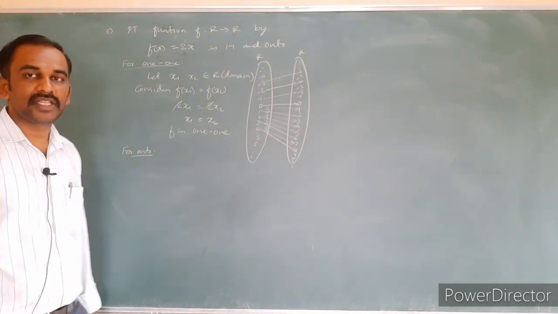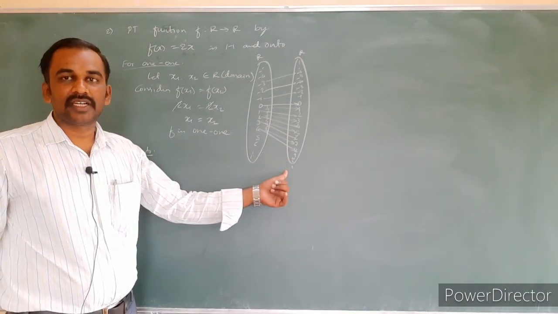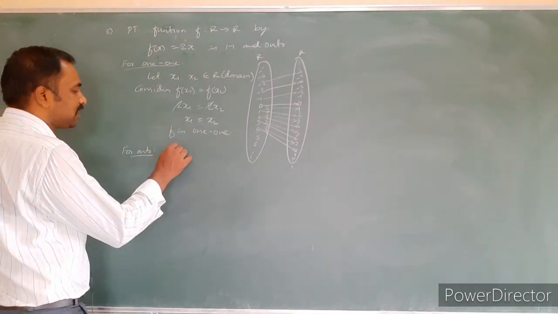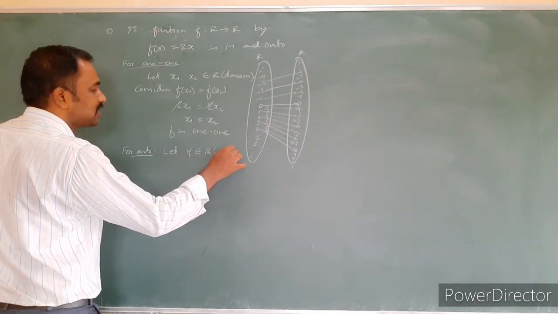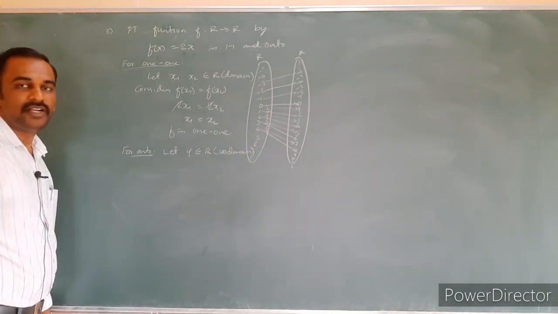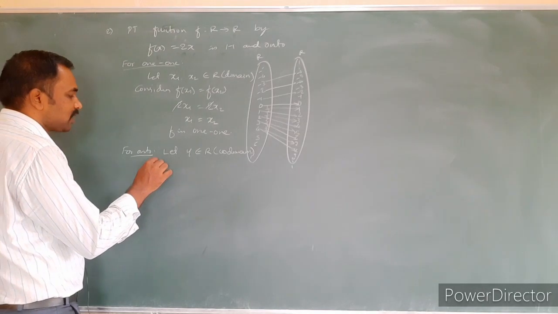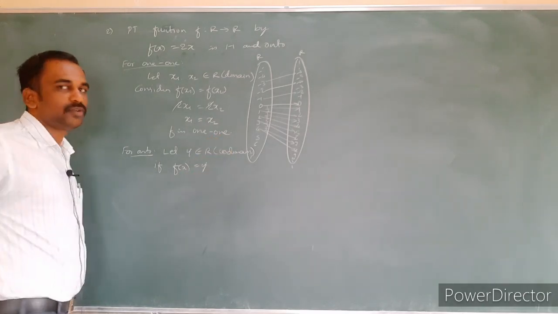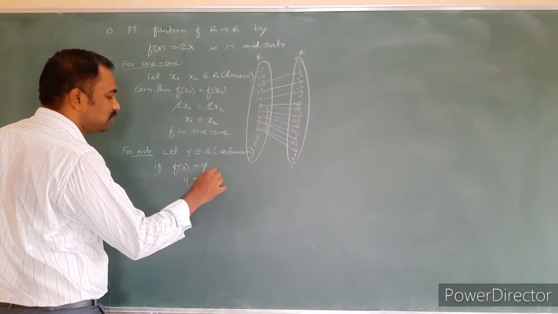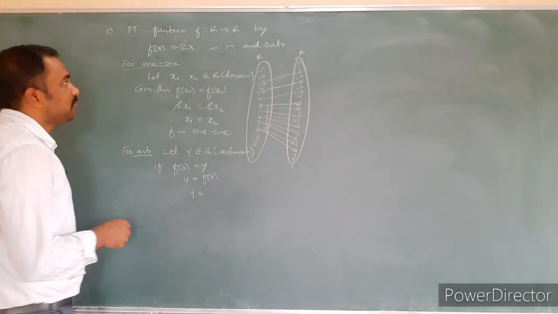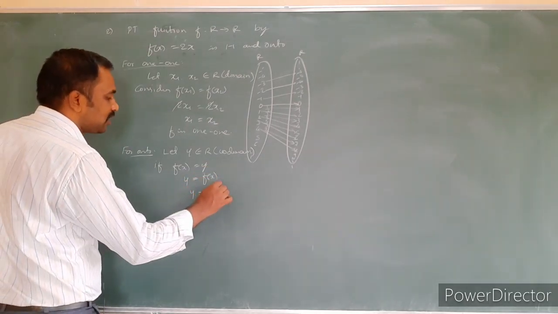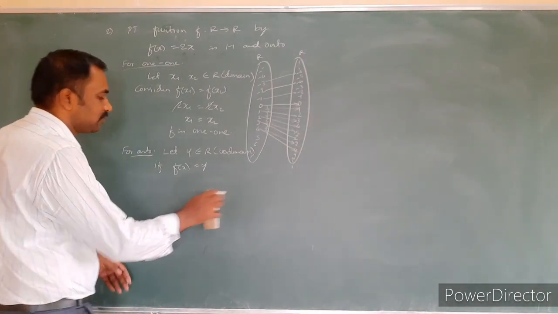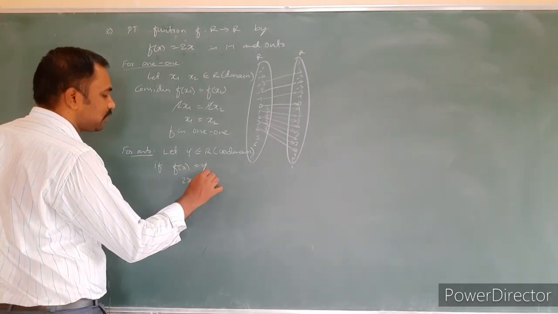What is onto? The general method we know. Here the conclusion is already given, or we have already got it: it is an onto function. Mathematically we have to prove that. That is, let y belong to the codomain set R. y is any element present in the codomain set R. So if f of x is equal to y, what is f of x? That means y is equal to f of x. What is the f of x value? It is 2x. So I just write f of x, which is 2x, is equal to y.